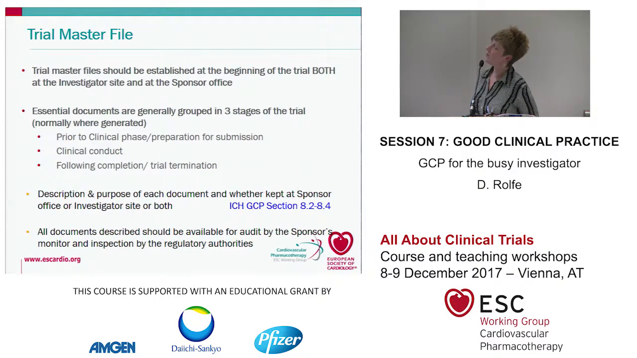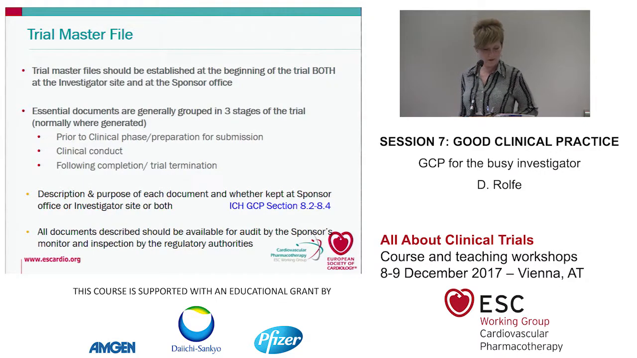So a trial master file should be established at the beginning of the trial, both at the investigator site and the sponsor office. The essential documents are generally grouped in 3 stages of the trial, and that's normally where they are generated. So it's at the beginning, prior and during the preparation for submission. It's through the clinical phase of that project and following completion and trial termination. A description and the purpose of each document and whether kept at the sponsor office or the investigator's site file or both is described in ICH GCP section 8.2 to 8.4, and that does actually give you where those documents are generated generally.